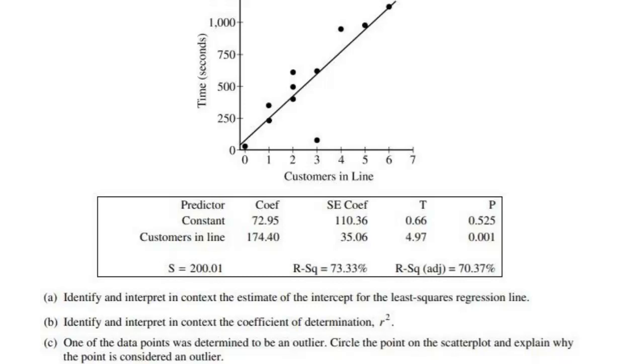What's R squared? 73.33%. What does that tell us? 73.33% of the variation in time that it takes to check out is because of what? Can be explained by the LSRL. Yes, the LSRL. So it can be explained by the linear relationship with customers in line.